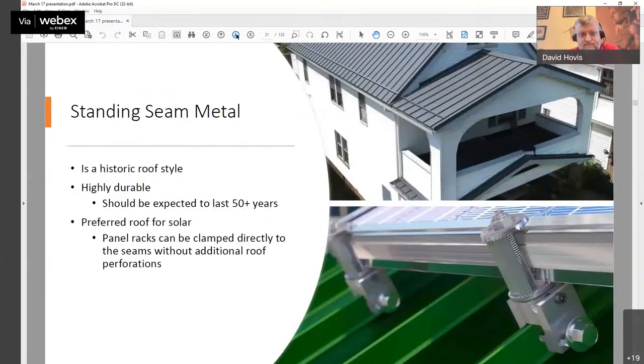Next slide. Which brings us to the remaining option here, which would be standing seam metal. It is a historic roof. It's highly durable. We should expect it to last at least 50 years. It is also the preferred roof for adding solar because the panel racks can be clamped directly to the standing seams without adding additional perforations to the roof. So better protection for the house, in addition to being a more durable roof.